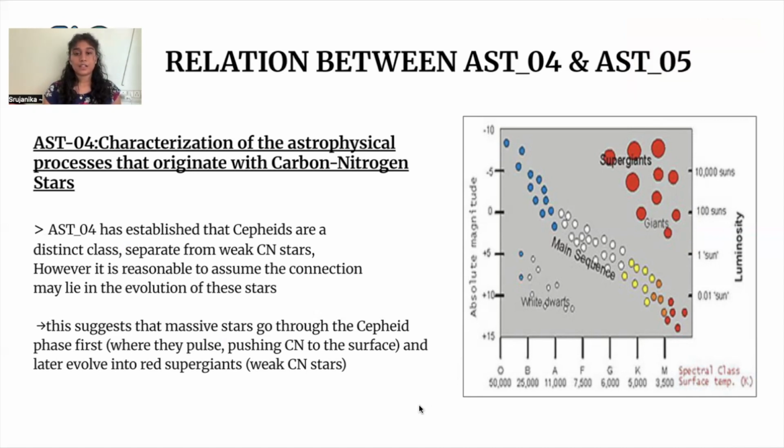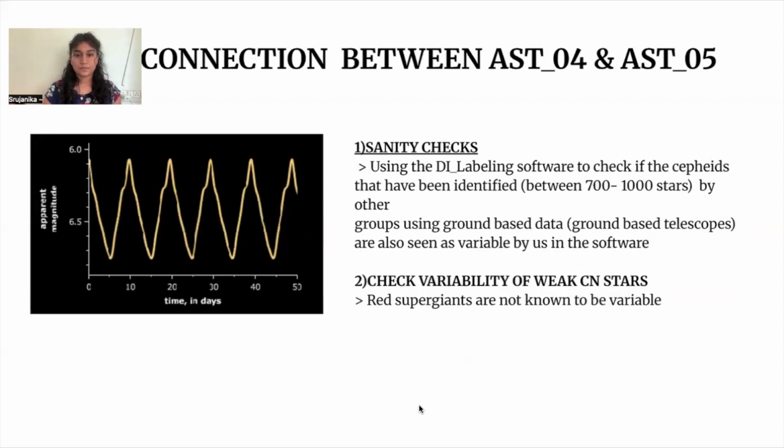ASTO4 and ASTO5 analyze the same sets of stars and data, only using different methods complementary to each other. One major way in which ASTO5 contributes to research in ASTO4 is through sanity checks. Using the DI labeling software to check if the Cepheids that have been identified by other groups using ground-based data are also seen as variable by us in the software. Verifying that the stars are in fact variable gives people extra confidence in the data collected due to the use of two separate surveys and telescopes. Finding stars in the data set that are not variable still adds value, showing the percentage of previous detections that are legitimate and those which are spurious.